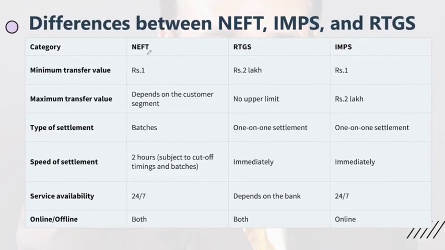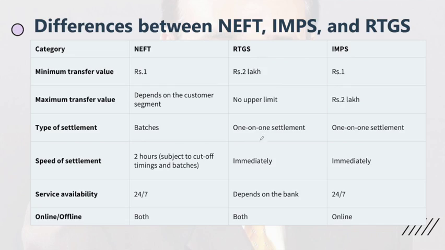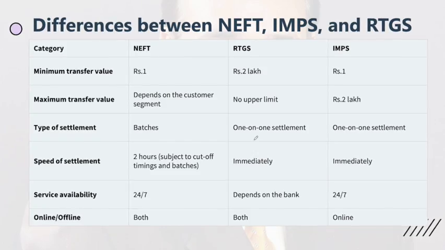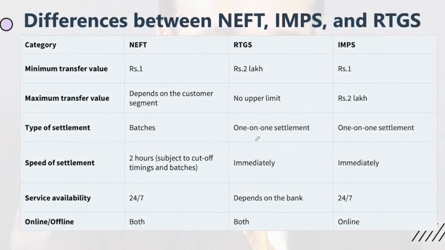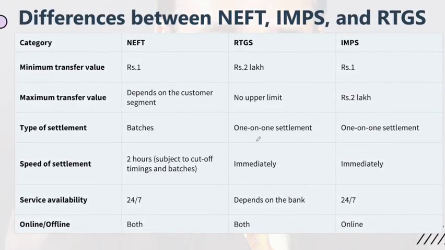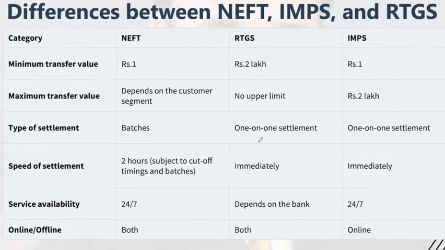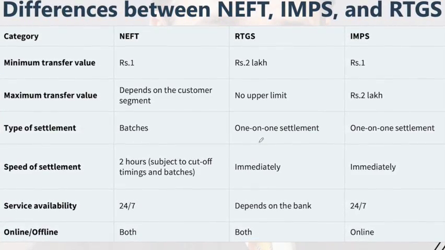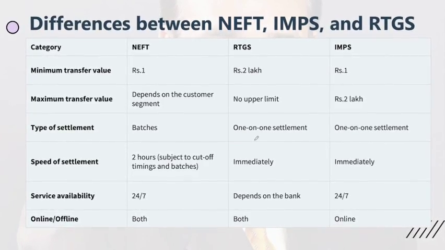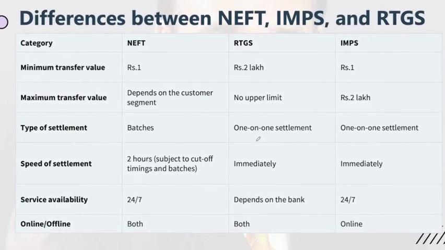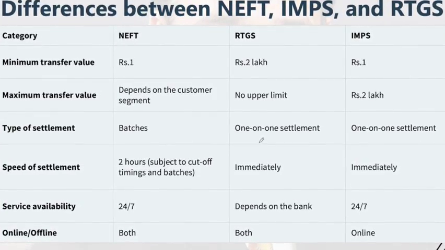How does the settlement happen in NEFT? It happens in batches. In RTGS it is one-on-one settlement, as the full form of RTGS is real-time gross settlement. So it happens in real time. In the same way, IMPS also has one-on-one settlement. The speed of settlement is 2 hours. Again it is subject to cutoff timing and batches. It depends again on the bank.